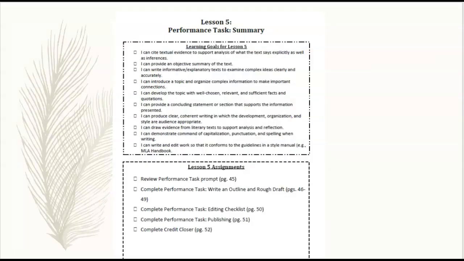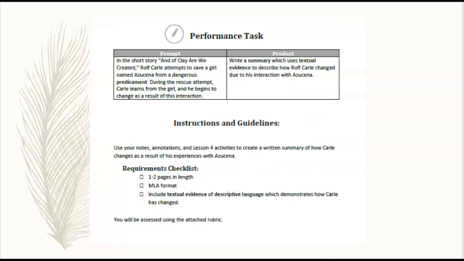Okay. For the last lesson, it is your performance task. So for your performance task, here's your prompt. In the short story, "And of Clay We Are Created," Rolf Karl attempts to save a girl named Azucena from a dangerous predicament. During the rescue attempt, Karl learns from the girl and he begins to change as a result of his interaction. Okay, so you can see how the whole chart that you just did is really going to help you with this task.